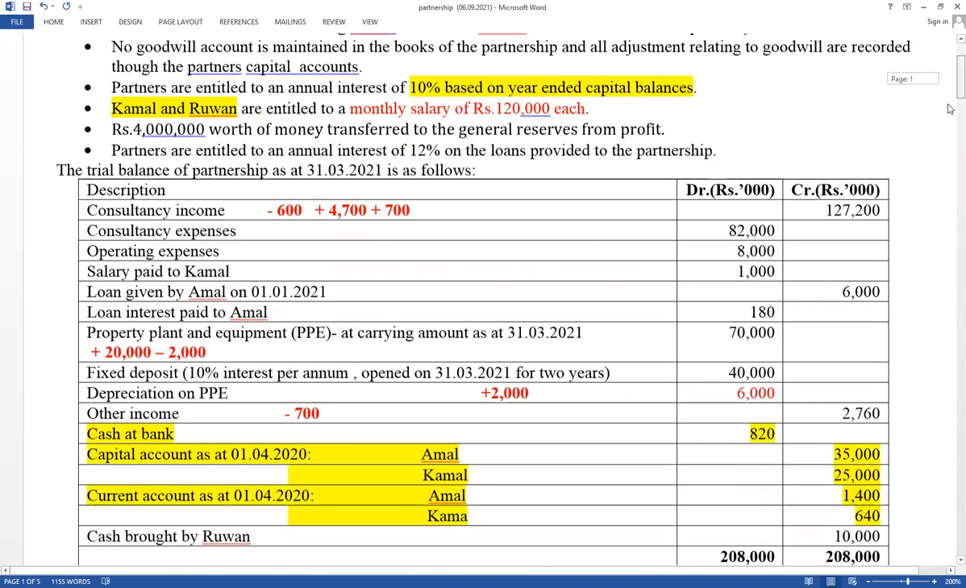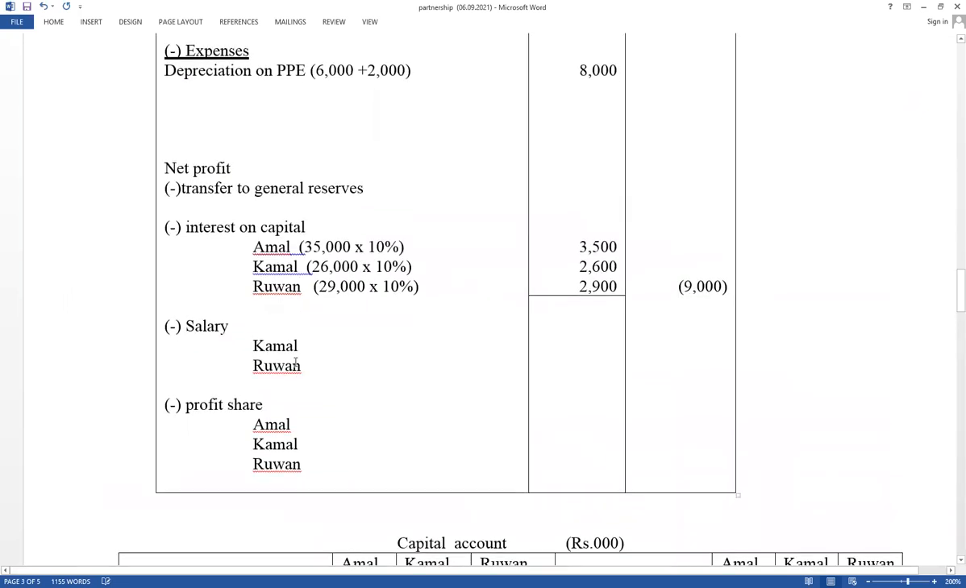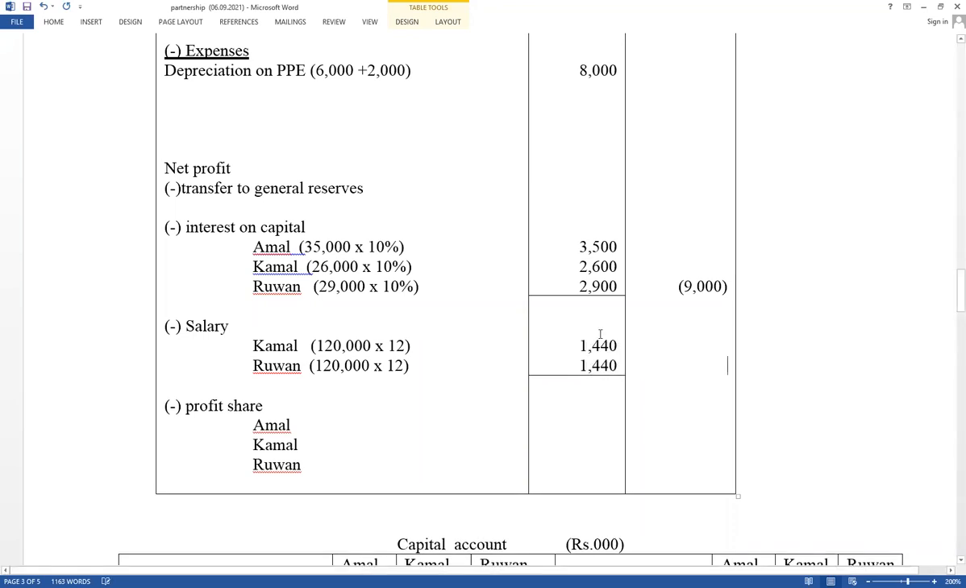Therefore, 120,000 into 12 should be recorded in appropriation accounts as well as partners' current accounts. Only for two partners, salary is not relevant for Amal. Therefore, 120,000 into 12. Ruwan also same value. Record values in 1,000. Therefore, here value equals 1,440, and 1,440. Total value should be included within brackets. Therefore, total value equals 2,880.